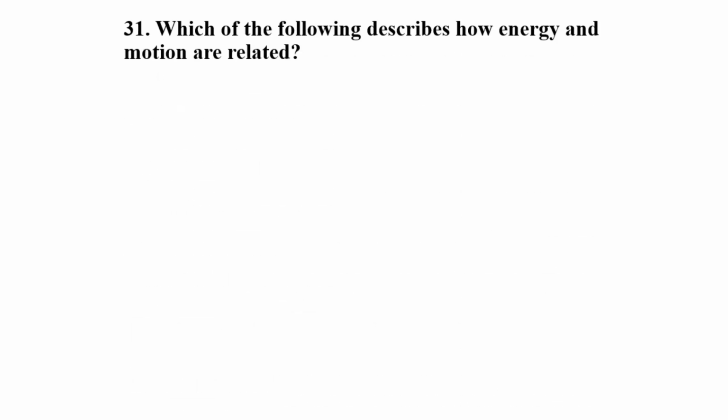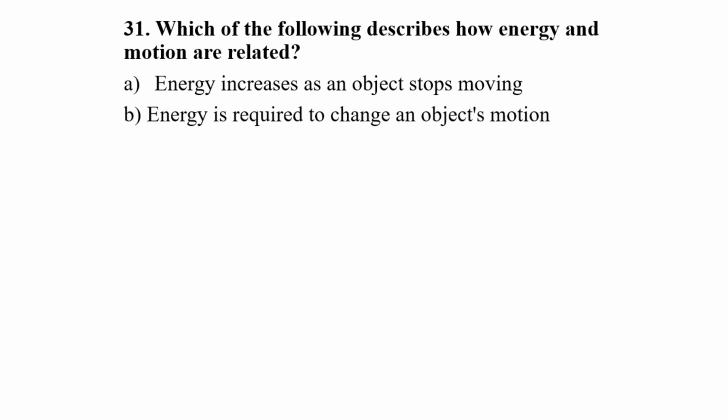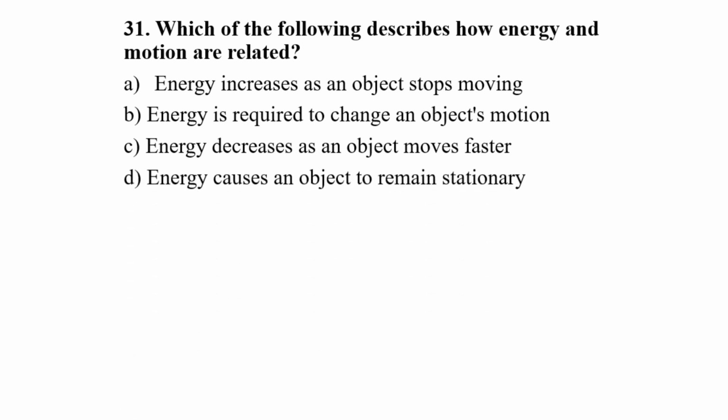Question number 31. Which of the following describes how energy and motion are related? A. Energy increases as an object stops moving. B. Energy is required to change an object's motion. C. Energy decreases as an object moves faster. D. Energy causes an object to remain stationary.